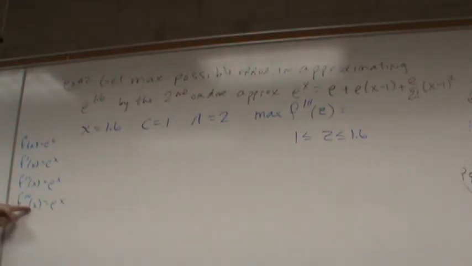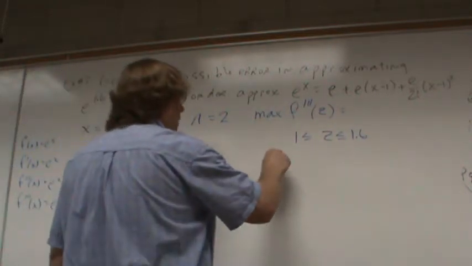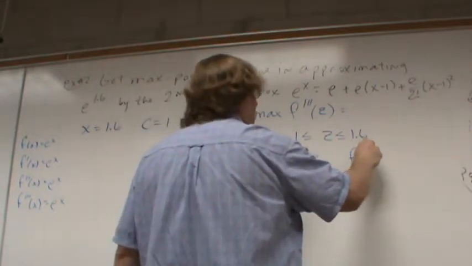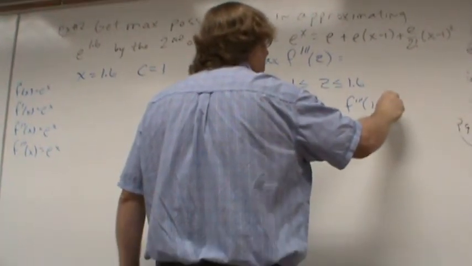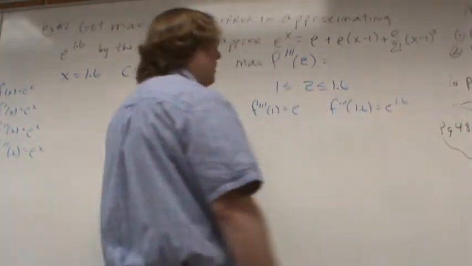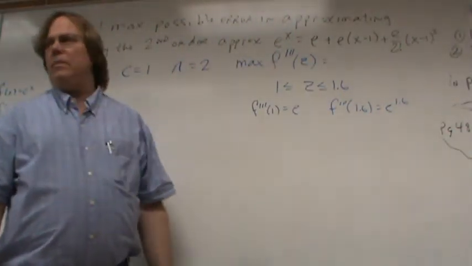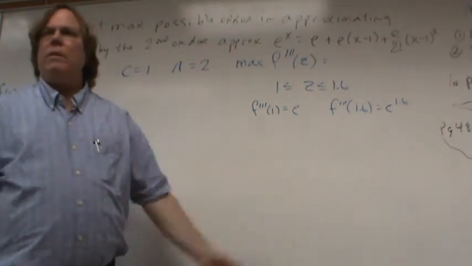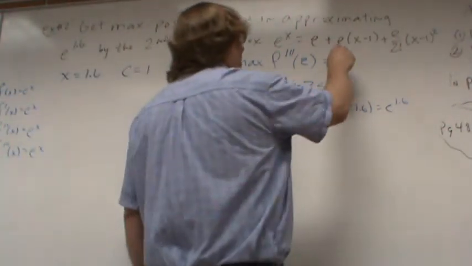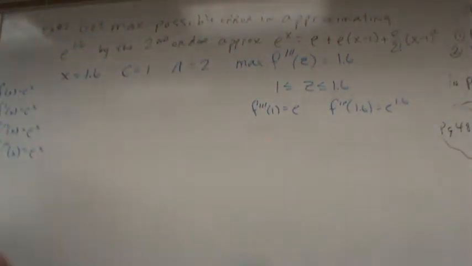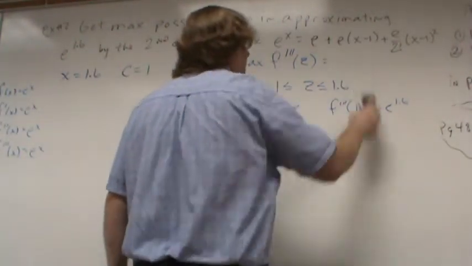Here's my third derivative. The third derivative evaluated at 1 is e. The third derivative evaluated at 1.6 is e to the 1.6. So what's the maximum value of this going to be? e to the 1.6. It's that simple. Just plug in x and c, and whoever's biggest wins. e to the 1.6.